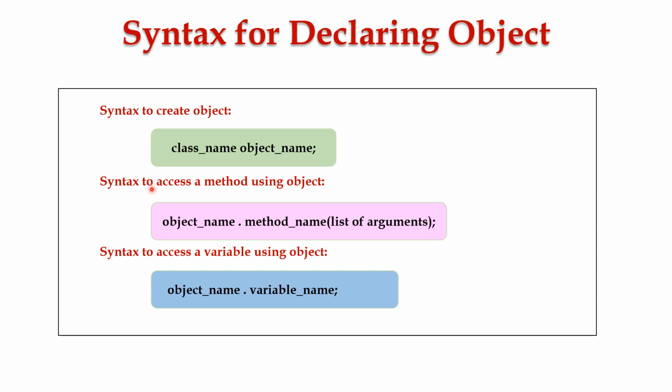First, let's see the syntax to access the method using an object. The syntax is object name dot method name. Within the parentheses, we can have the list of arguments ended with a semicolon. And the syntax to access the variable using an object is object name dot variable name. We can see the example of declaring the objects and accessing the methods and variables in the example program in upcoming slides.